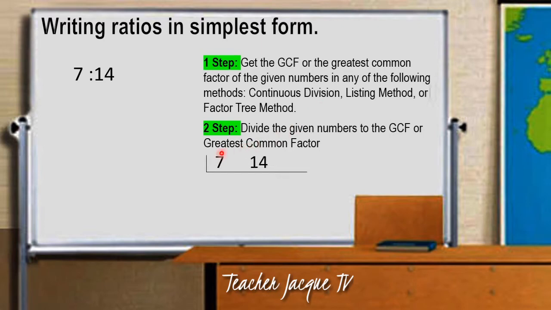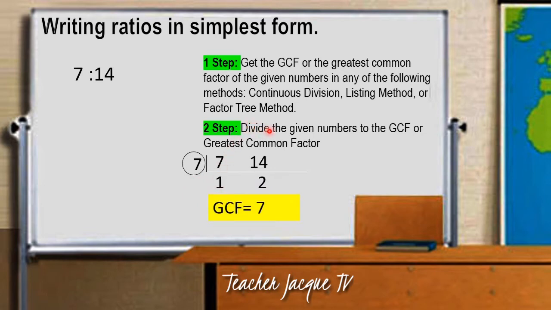Okay, so we have 7 and 14. Think of a divisor or number that you can divide to both 7 and 14. So what is their common factor? Tama, 7. So 7 divided by 7 is equals to 1. 14 divided by 7 is equals to 2. So 1 and 2 are both prime numbers. So tapos na tayo kasi wala nang common factor ang 1 and 2. Therefore, ang ating GCF ay 7.